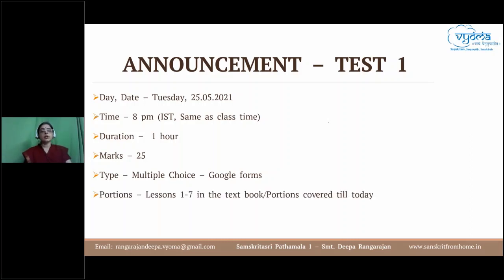Next, the portions which are 1 to 7 lessons in the textbook, or the portions covered till today. That is the words which have Samyuktakshara, starting from the Devanagari script till the words that we saw today. This will be covered in the test. So I wish you all the best. I'll see if there are any more questions. Otherwise, we can close a little early today.